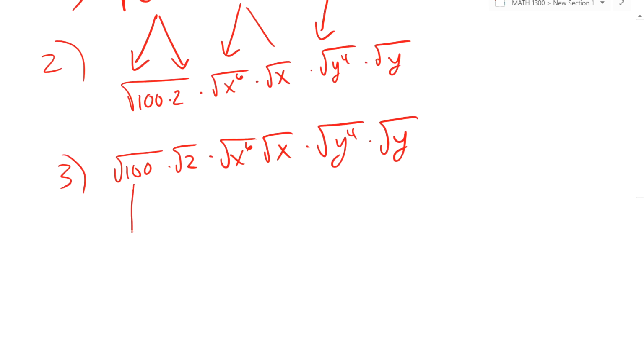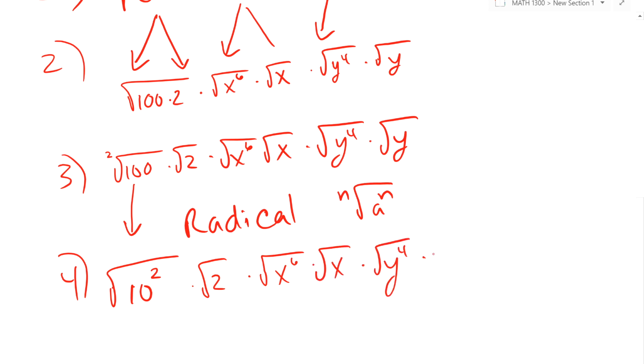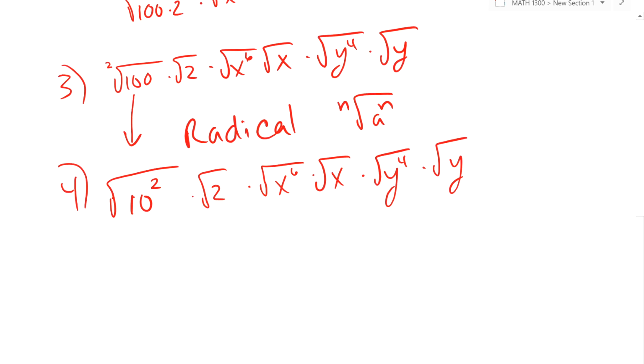And then now we can rewrite this one using a radical rule. So we can have the nth root of a to the n. So that's what I mean. So 10, here are the little outside numbers, 2, so the square root of 10 squared times the square root of 2, we can't do anything with the square root of 2, times the square root of x to the 6 times the square root of x times the square root of y to the 4 times the square root of y. So finally, we can rewrite the square roots as fractions.